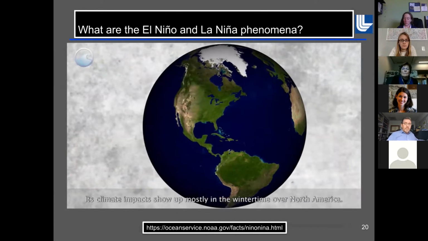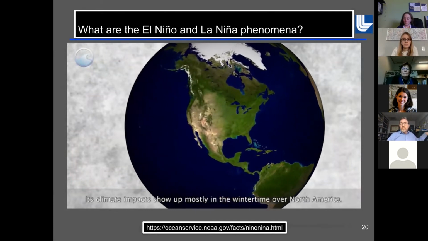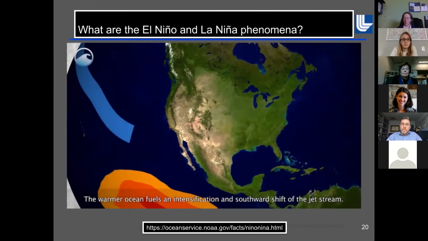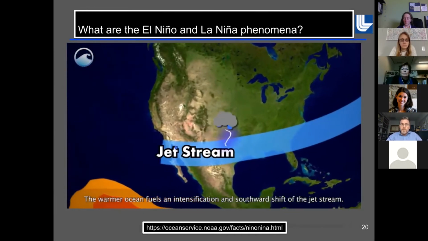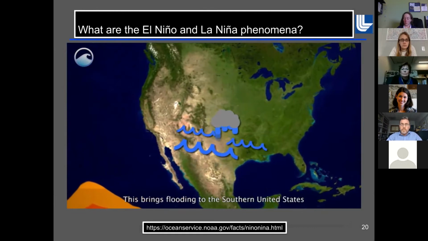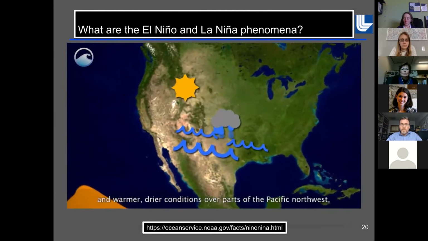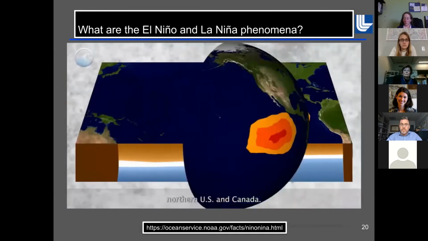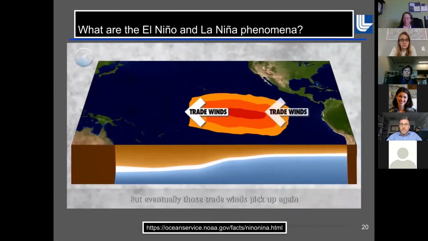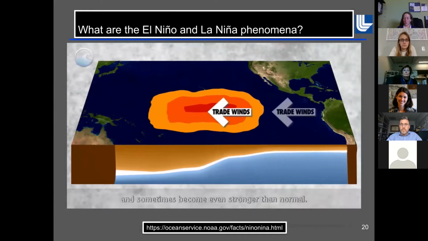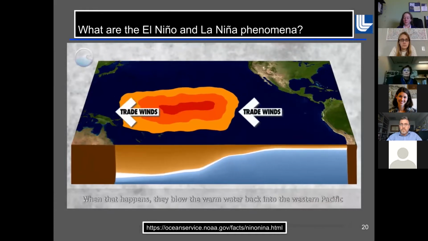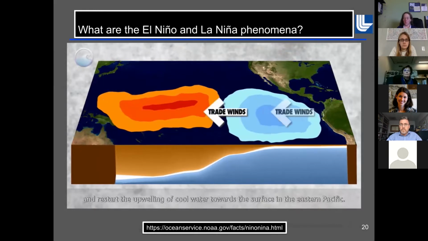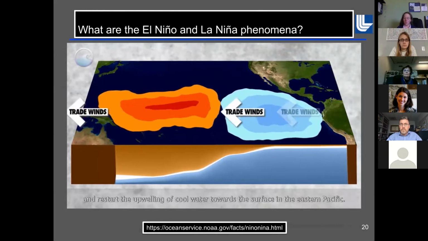Its climate impacts show up mostly in the wintertime over North America. The warmer ocean fuels an intensification and southward shift of the jet stream. This brings flooding to the southern United States and warmer, drier conditions over parts of the Pacific Northwest, northern US, and Canada. But eventually, those trade winds pick up again and sometimes become even stronger than normal. When that happens, they blow the warm water back into the western Pacific and restart the upwelling of cool water towards the surface in the eastern Pacific.